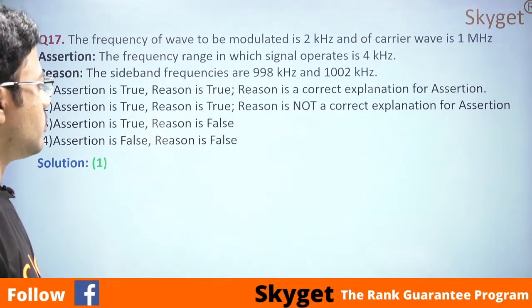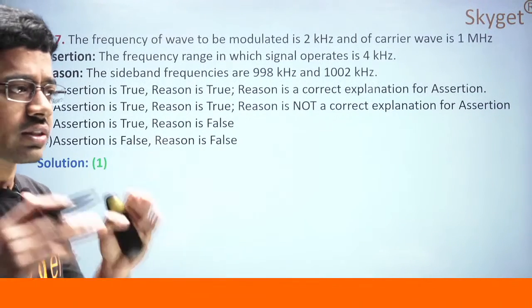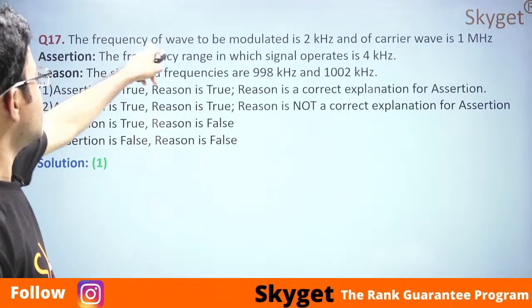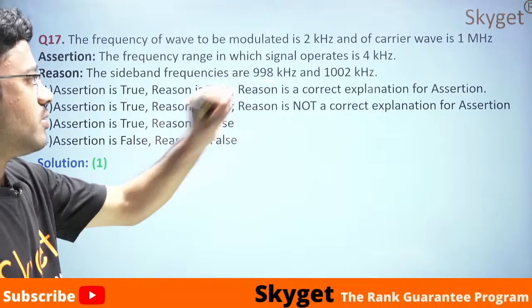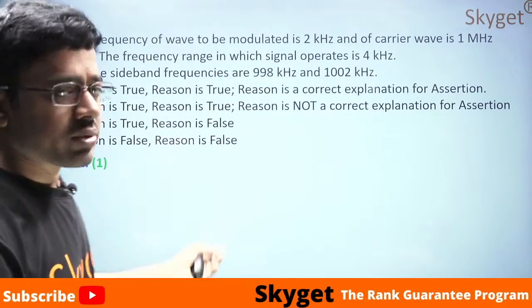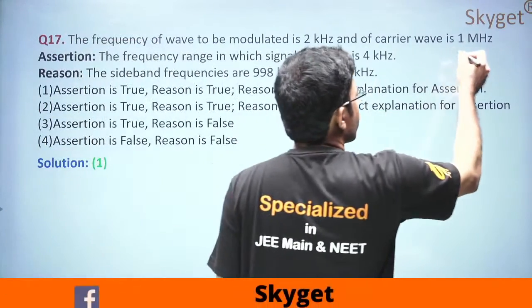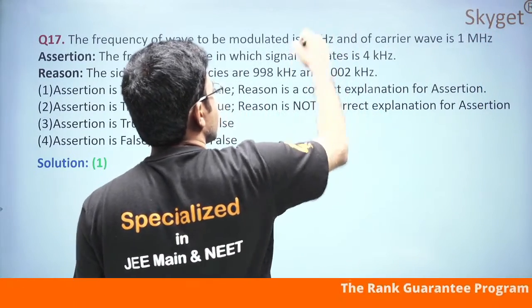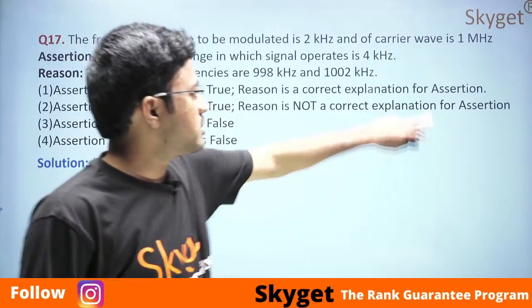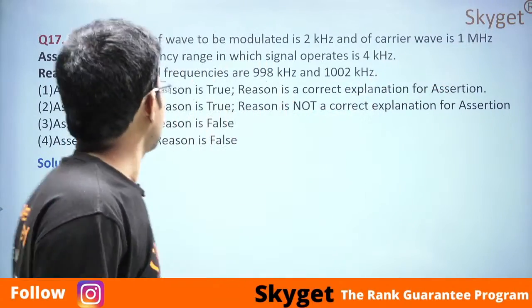Next, in the 17th problem, this is somewhat an easier problem. It is almost a theoretical question. The frequency of a wave to be modulated is 2 kilohertz and the carrier wave is 1 megahertz. So obviously, as you know, the carrier wave is of a very high frequency, and this is the frequency of the wave that is to be transmitted. This is the frequency of the carrier wave.